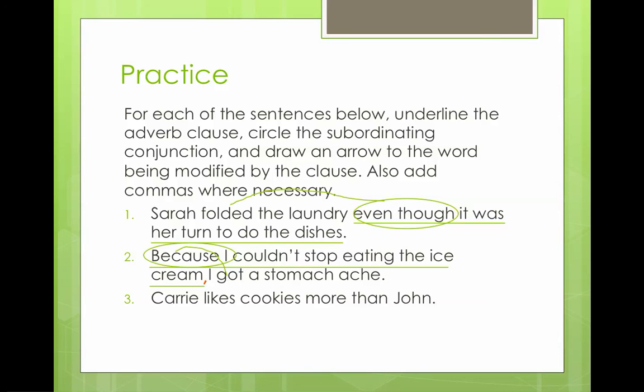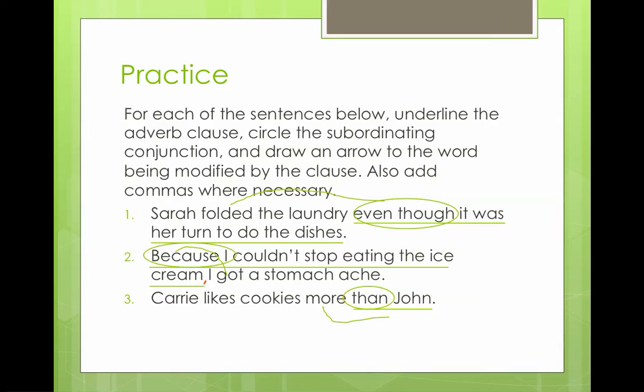Number 3 is an example of an elliptical clause. Carrie likes cookies more than John. Than John is the partial elliptical clause. Than is a subordinating conjunction. And this clause really tells us how she likes the cookies more. So it's really modifying the adjective more.